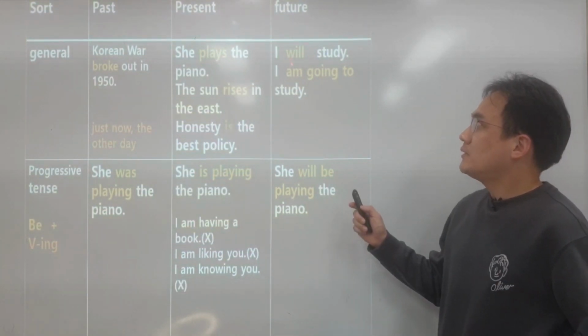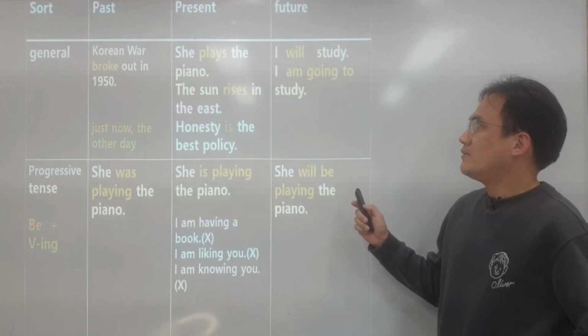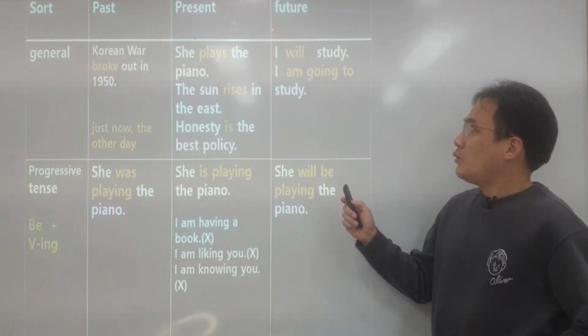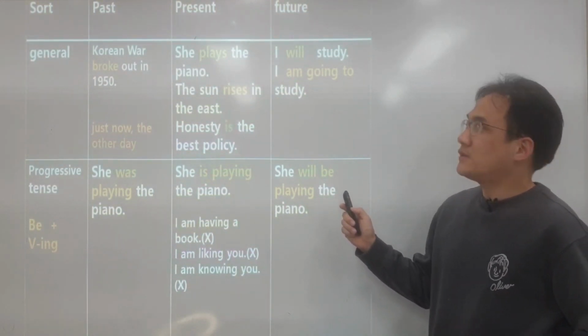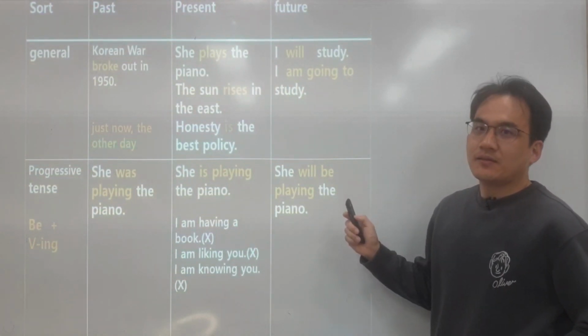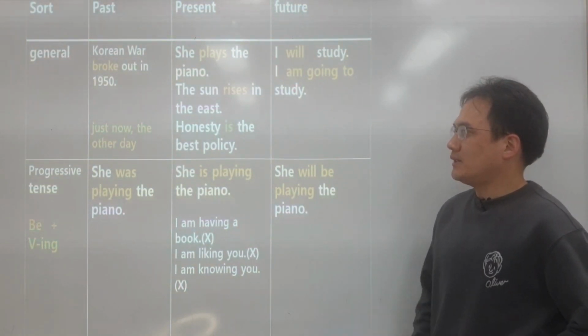And future tense. There are 2 ways of expressing future tense. One is I will study, and the other is I'm going to study. I will study is stronger than I'm going to study, because the sentence I will study contains more willingness than I am going to study.